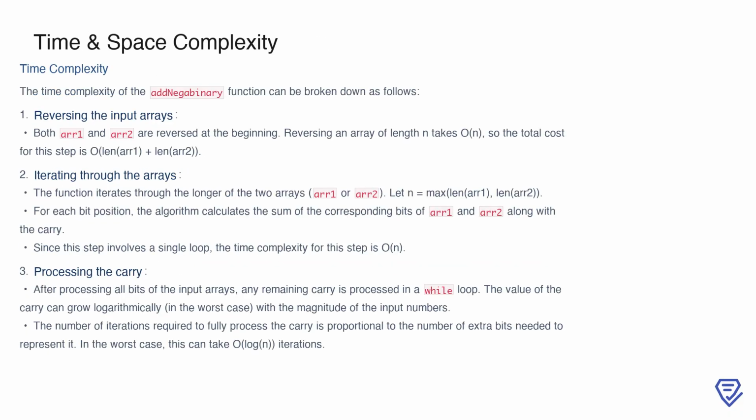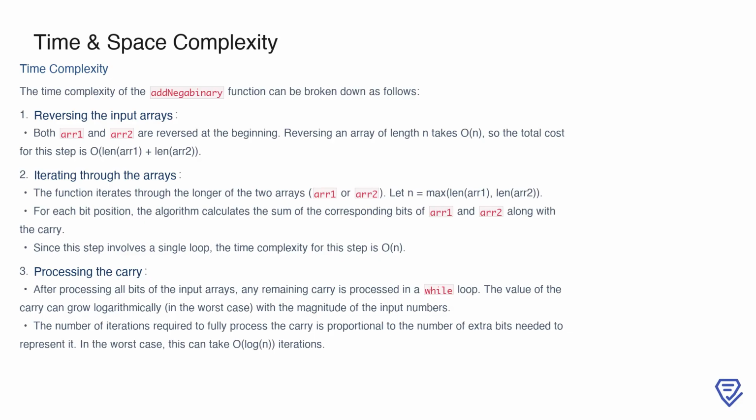The time complexity of the addNegabinary function can be analyzed step by step. First, we reverse the input arrays ARR1 and ARR2. Reversing an array takes linear time, so this step contributes O(len(ARR1) + len(ARR2)) to the overall complexity. Next, we iterate through the arrays. Here, the number of iterations is determined by the length of the longer array, which we denote as n equals max(len(ARR1), len(ARR2)). Each iteration involves summing corresponding bits and handling the carry, which makes this step O(n).